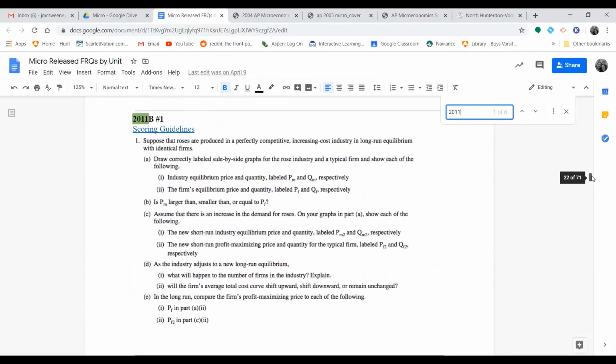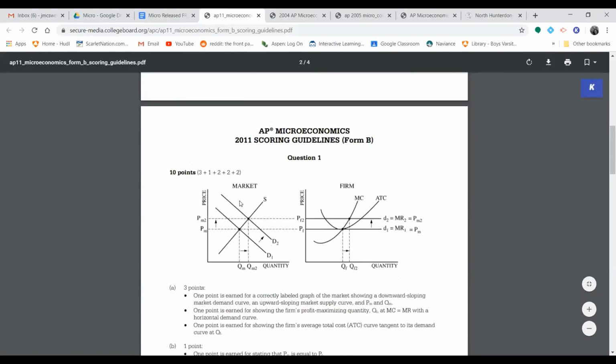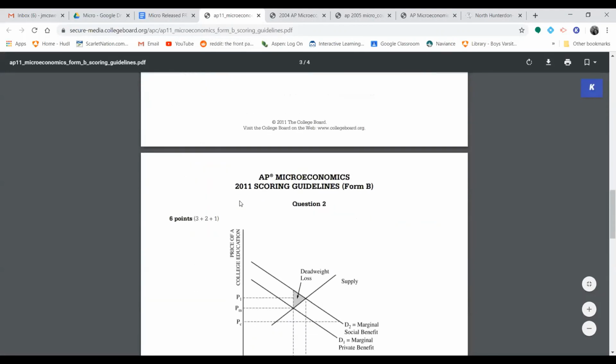All right. Suppose that roses are produced in a perfectly competitive, increasing cost industry in long run equilibrium with identical firms. Can you guys still see my screen? Everything's good? Yep. All right.